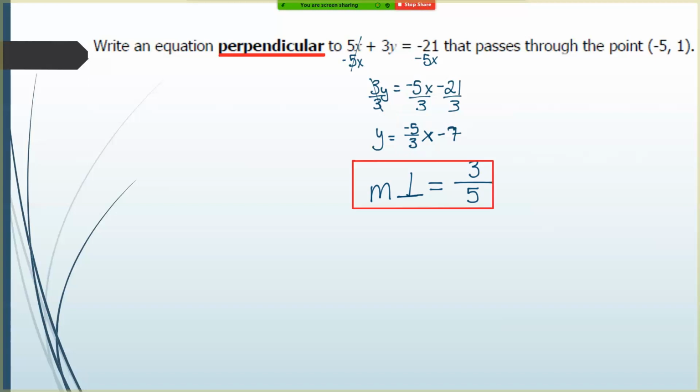So I'm going to use this slope right here. And I'm going to use the point they gave me up here, and I'm going to plug into point slope form. So y minus y1. So y minus 1 equals, I'm going to use my perpendicular slope this time. So 3/5. And then x minus x1, again, be mindful of that double negative.